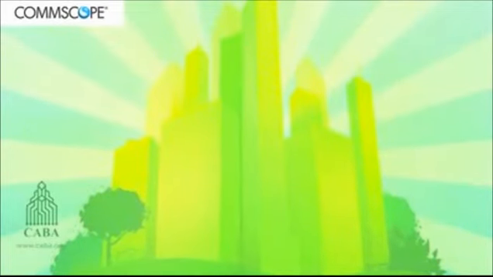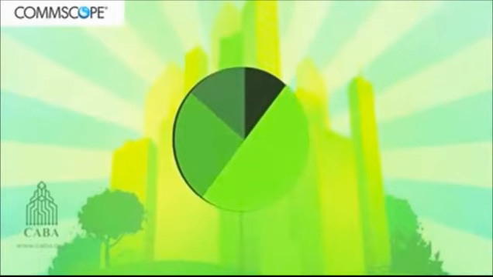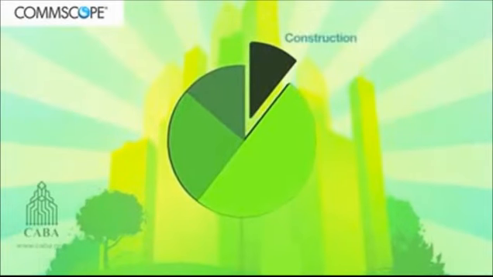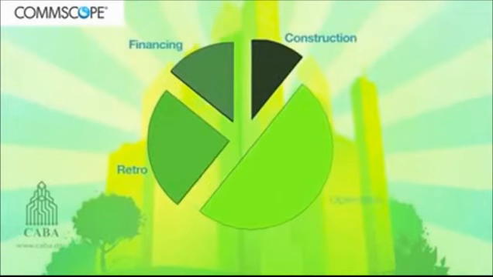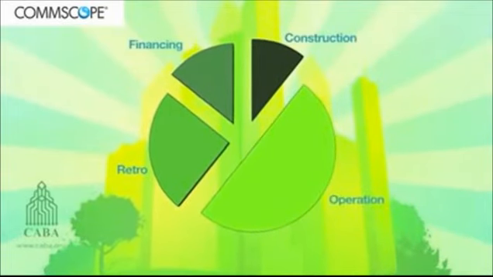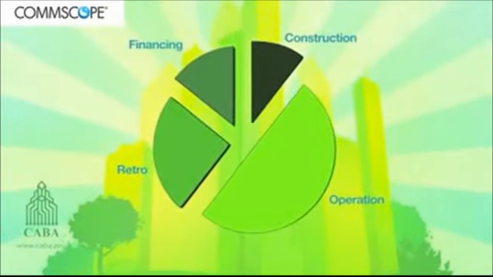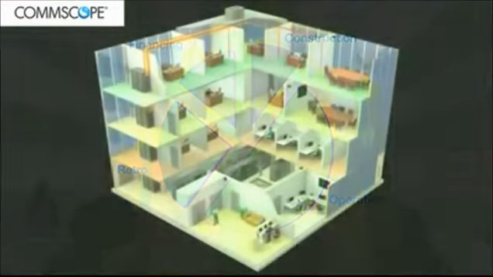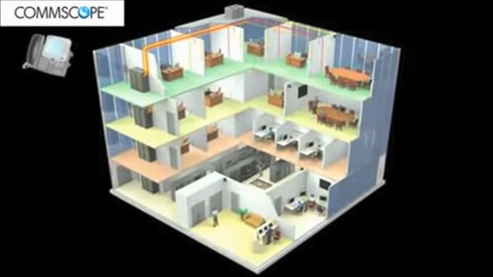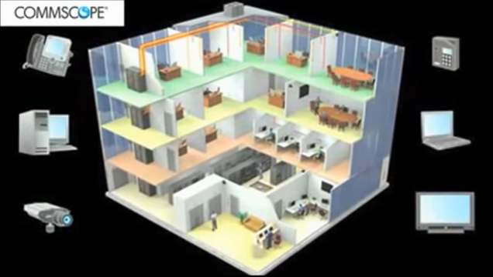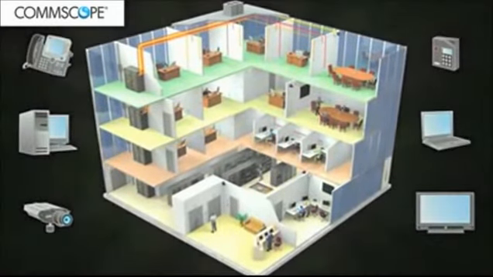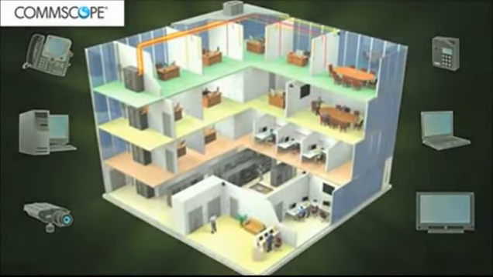It may cost more to build now, but since construction is only a fraction of the total cost of building ownership, it makes more sense to invest in savings in the operation of a building, which can reach 50% of total cost of ownership. Using IP-based infrastructure systems is a simple way to increase a building's efficiency and dramatically lower operation costs, helping achieve a bright green building.